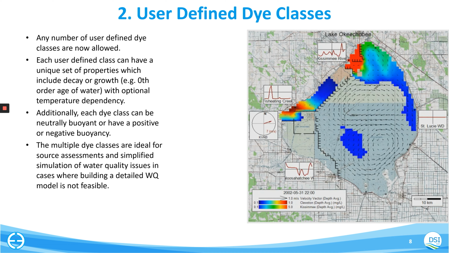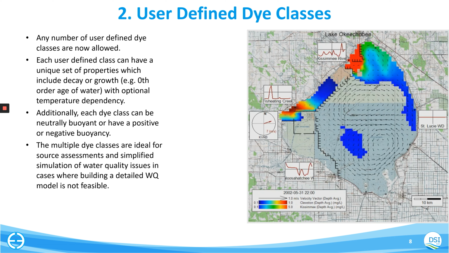Anyways, you take this system, apply a wind, there's vegetation in here, but what we wanted to understand is where the different water sources are coming from. So we have an applied dye class here at Fish Eating Creek and an applied dye class at Kissimmee River coming in up here. And then you can see the relative patterns of mixing in the system.